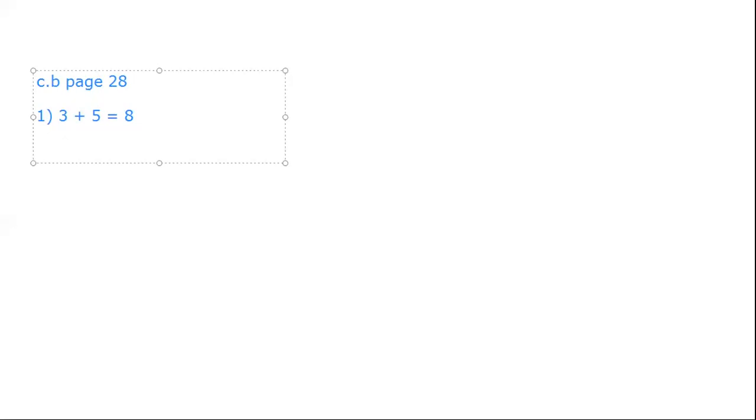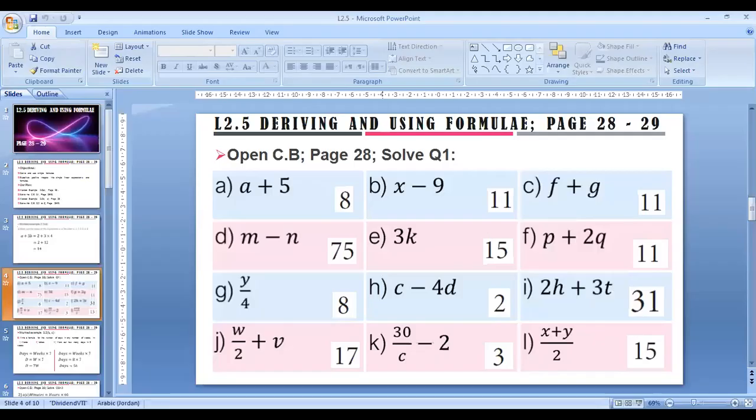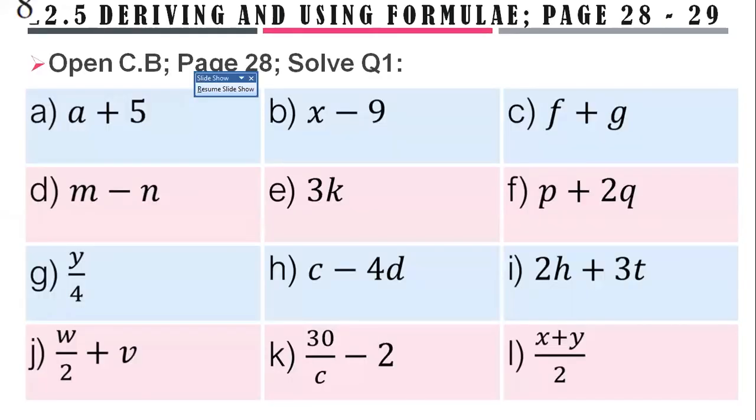Two. Razan, can you do 2? Yes, teacher. X minus 9 when x equals 20. 9 minus 20. Okay, again. X minus 9 when x equals 20.